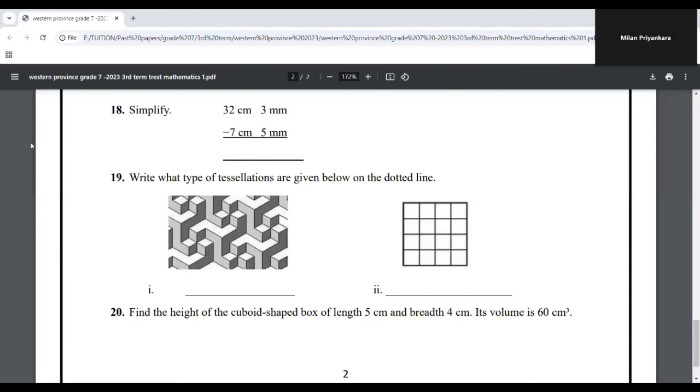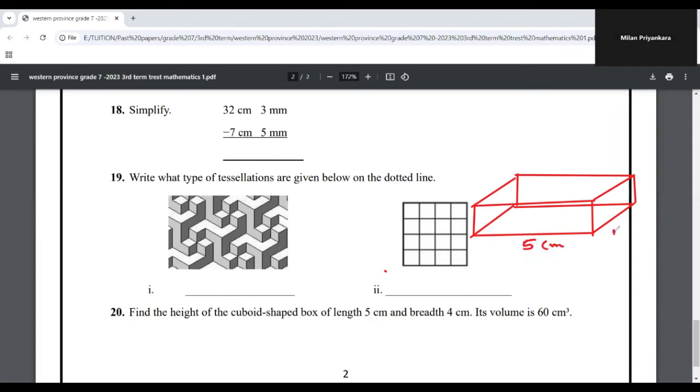Now let's go to the final question on this. So you have to find the height of the cuboid shaped box of length 5 and breadth 4. Its volume is 60 centimeters cubed. So I will draw this. It is going to look something like this, cuboidal shape. Okay, now I have this one, and this is 5 centimeters, this is 4 centimeters, and let's write this height as h.